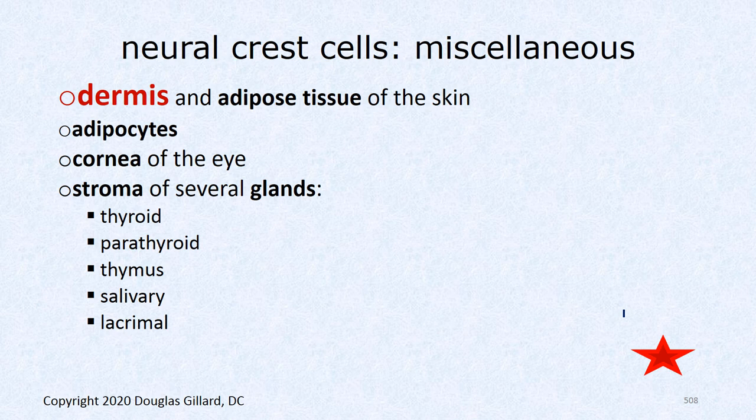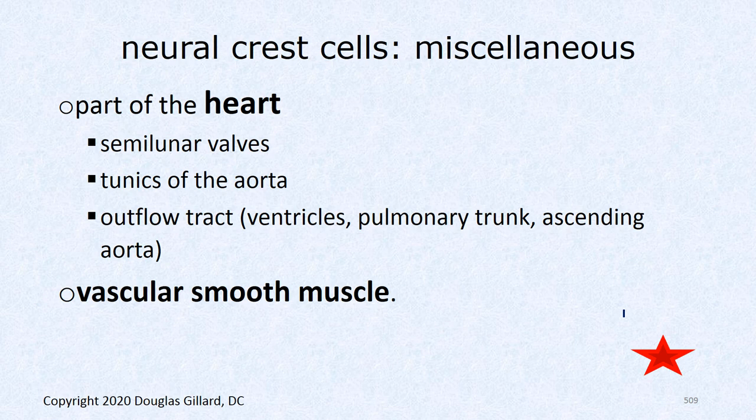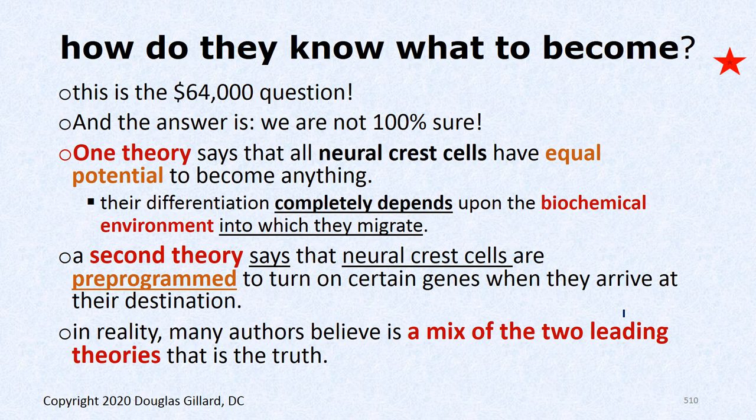And then the stroma of glands, kind of the stuff that cells float in. Stroma of the thyroid, parathyroid, thymus, salivary, and lacrimal glands, all made by neural crest cells. See why it's the fourth germ layer? Because it's so busy. The heart we could talk about, the valves, the semilunar valves, the aortic and pulmonic valves. The tunics of the aorta are all made from neural crest cells. The outflow tract, what's the outflow tract of the heart? That's the right and left ventricle, pulmonary trunk, and ascending aorta, all made from neural crest cells. Vascular smooth muscle, that's a huge one, right? All made from neural crest cells.